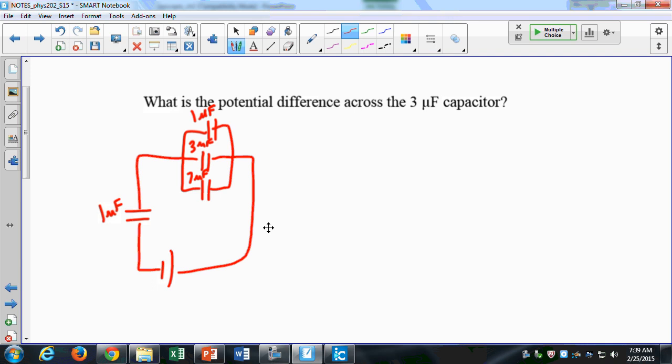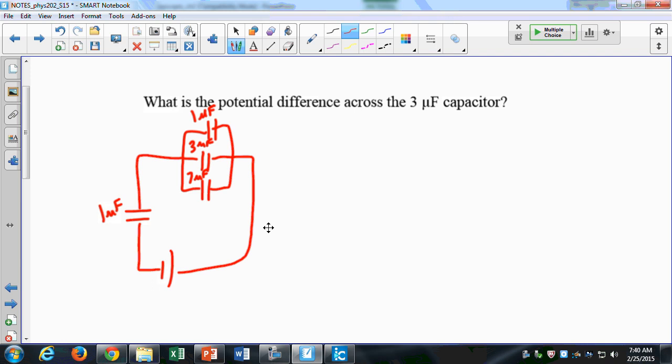Because there are rules. Capacitors in parallel, they have the same what? They have the same voltage. So whatever voltage is on this capacitor is also on this capacitor, is also on this capacitor, is also on that equivalent capacitor. Right? So if I can find the voltage on that equivalent capacitor, then I can find the voltage on this capacitor, and then finding the charge is just Q equals CV. If I know the voltage, I have the capacitance, I can find the charge. So I want to find the voltage.